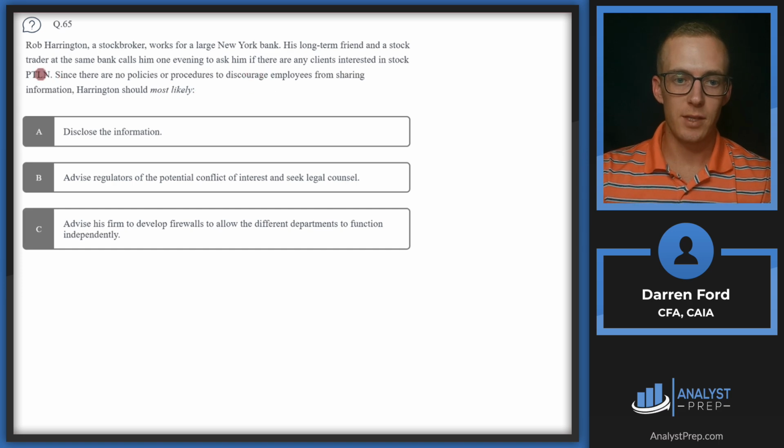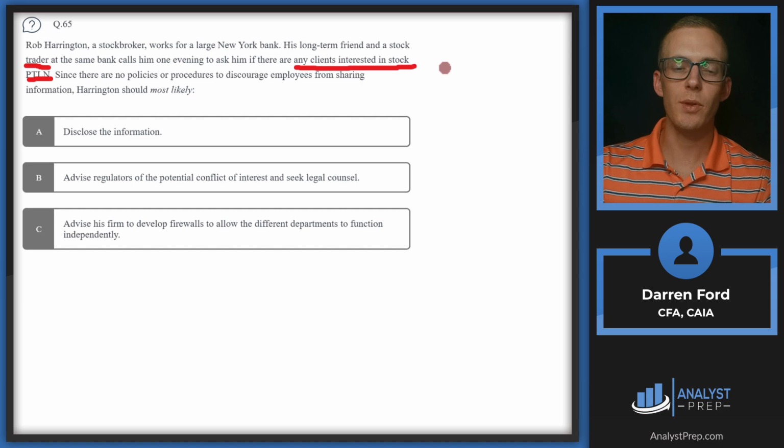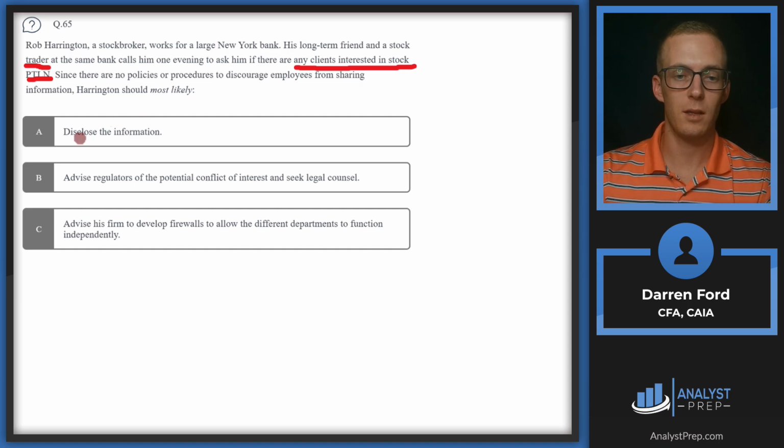So if his friend is a stock trader and asks him if he has any clients interested in a stock, that means that the trader is likely trying to sell the stock. And so this could potentially be considered material non-public information, depending on how much stock they're really trying to trade or sell, I guess. So with that in mind, let's go ahead and look at the answers here.